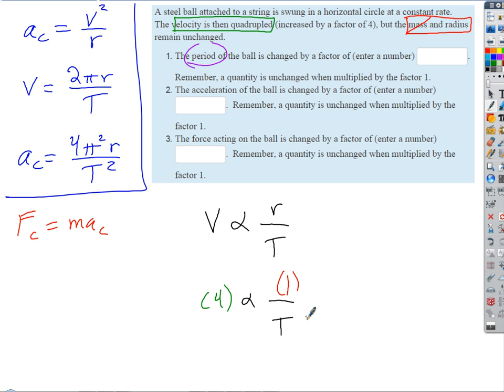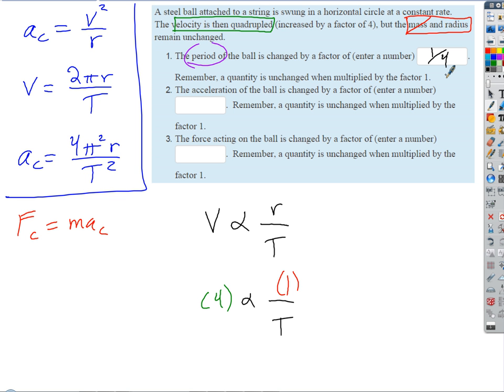By what factor would t have to change? 1/4, wouldn't it? If the top is being held constant, 1 divided by what would equal 4? 1/4, right? So t would have to be 1/4. That's the answer.